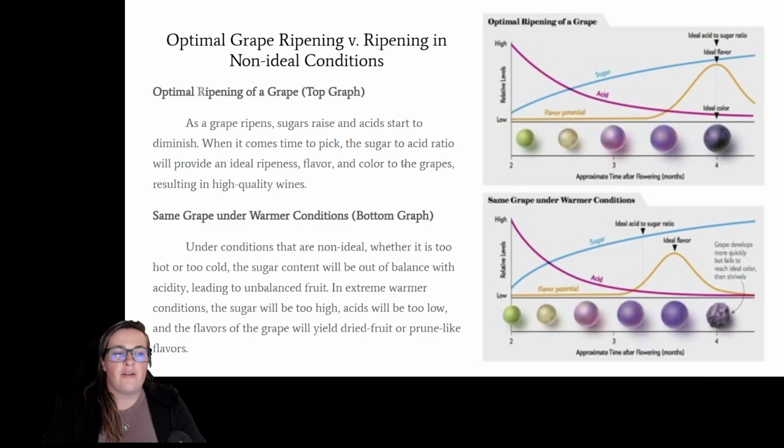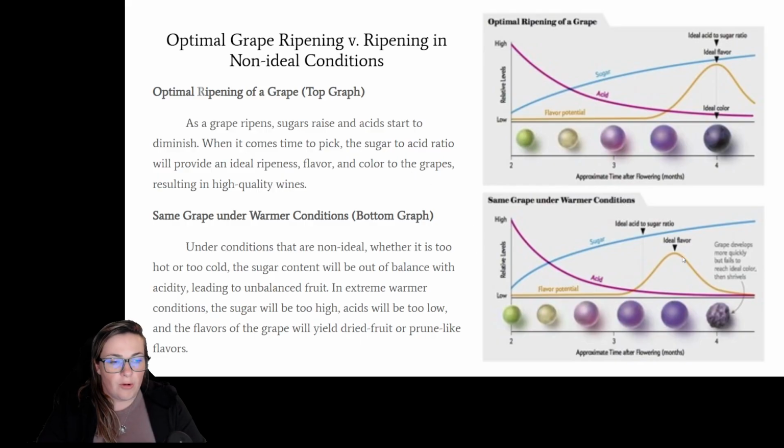So here on this top graph, we have a representation of optimal ripening of a grape. And that is, as a grape ripens, sugars rise and acids start to diminish. When it comes time to pick, the sugar to acid ratio will provide an ideal ripeness, flavor, and color to the grapes, resulting in high quality wines. So it's being picked at a time where sugar is ideal, acid's ideal, and there's plenty of flavor in the skins, and that is due to good viticulture practices, a good climate for producing, right?